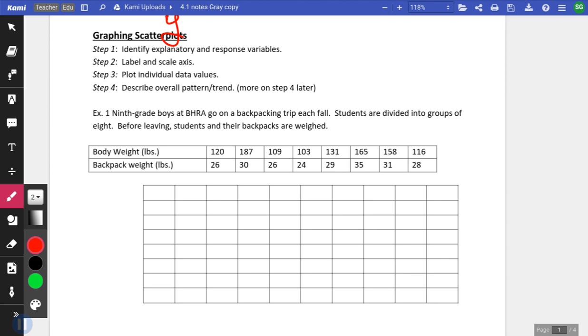All right, we've got some people going on a backpacking trip. They're divided into groups of 8. But before leaving, the students and their backpacks are weighed. So we're plotting body weight and backpack weight. Which one is the explanatory variable and which one is the response variable? Does body weight more explain how heavy a backpack could be, or does the backpack explain how heavy the body can be?